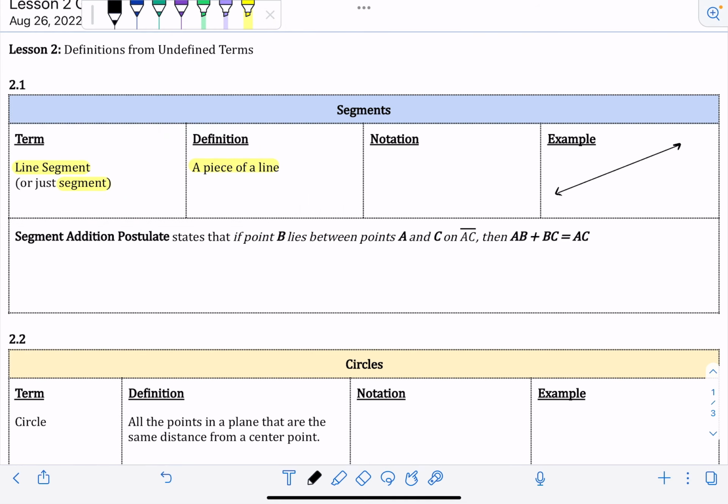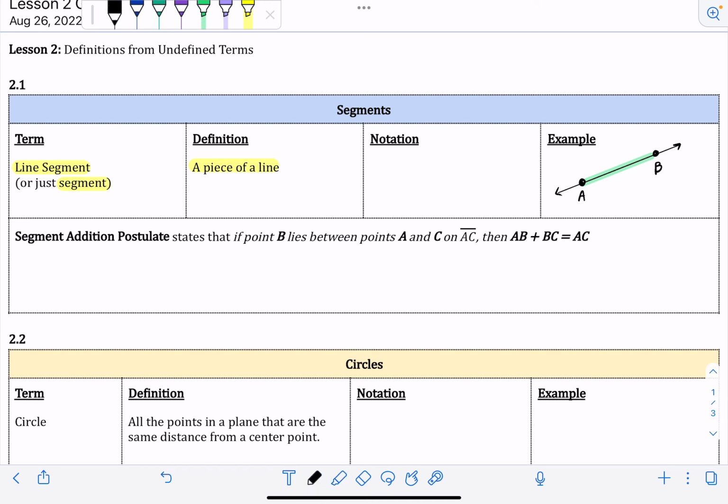So I'm going to put a couple points on my line. We'll call this point A, and then point B, and there's this section between A and B. That would be a line segment. So it's just a piece of the overall line or just a portion of it.